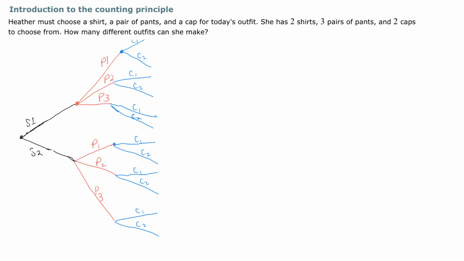Now, is there a quick way to get all these? Yes, there is. Why don't we let n equal the number of outfits? Well, she has 2 shirts to choose from. And then we simply multiply it by the 3 pairs of pants that she could choose from. And then multiply it by the 2 caps that she could choose from. So there's a 2 here, a 3 here, and a 2 here. Well, what's that? That's 12.